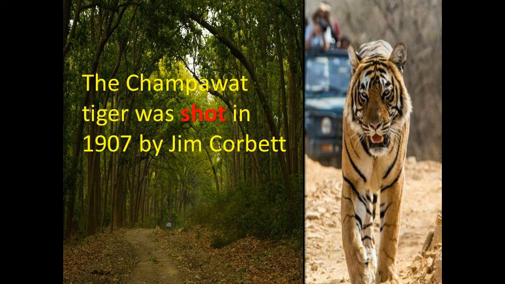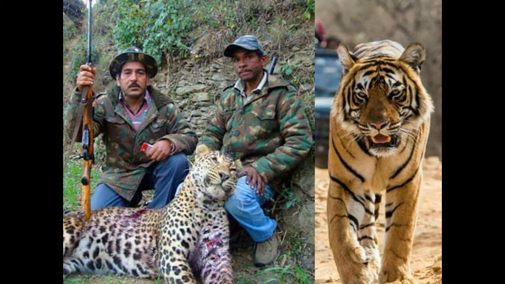Students, now let's see how the Champawat tiger was killed by Jim Corbett. The tigress began her attacks in Rupal village in Nepal. So the village people sent hunters to kill the tiger, but she managed to escape from the hunters. After failing to capture or kill the tiger, Nepal's army drove her across the border into India. So, she continued her killings in the Kumaon district also.